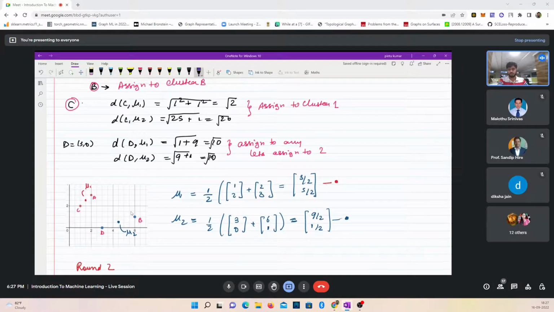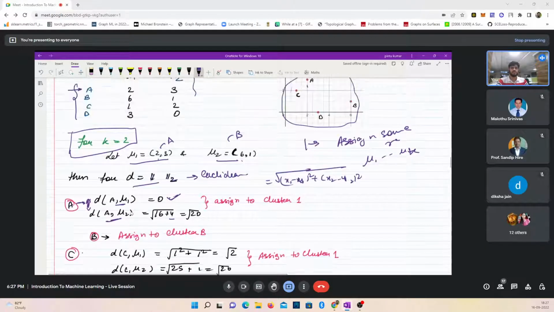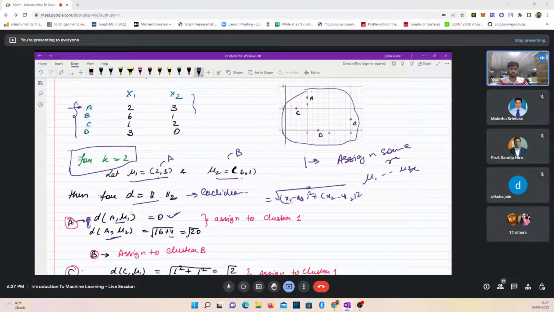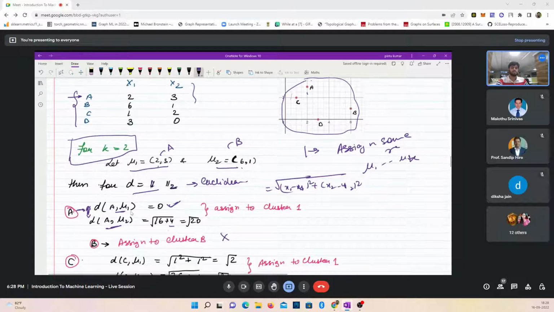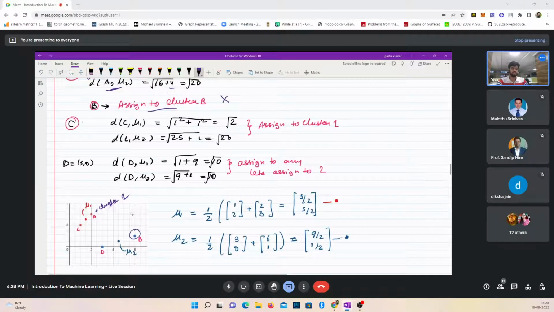Okay. Now if you look at this, these red points are your cluster 1 and the blue points are your cluster 2 in this figure. So I have assigned A to cluster 1. Okay. Now let's come to B. Because this B we have chosen as mu2, its distance with mu2 would be 0 and it would be non-zero for some other point. So I have skipped the calculation over here. So assign B to cluster 2. I have assigned this B to the blue point, or the cluster 2.